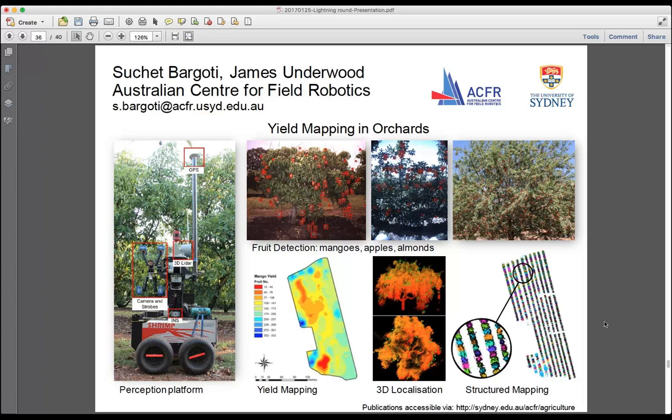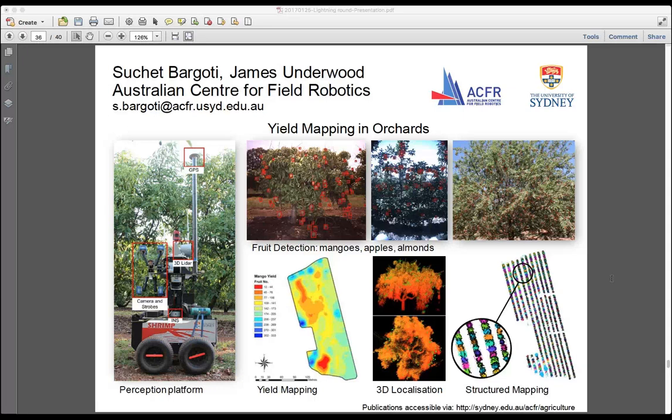Yes. And so I'm Sushet Bhargati from ACFR, and this talks on our work on yield mapping in orchards. The motivation here is to understand the distribution of crop load across the farm, and it involves gathering sensor data and deploying fruit detection and mapping algorithms. So on the left here is our general purpose perception platform, which has a range of sensing modalities, and it gathers data across the farm.